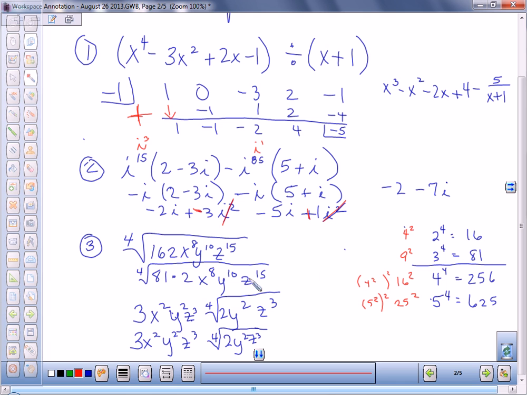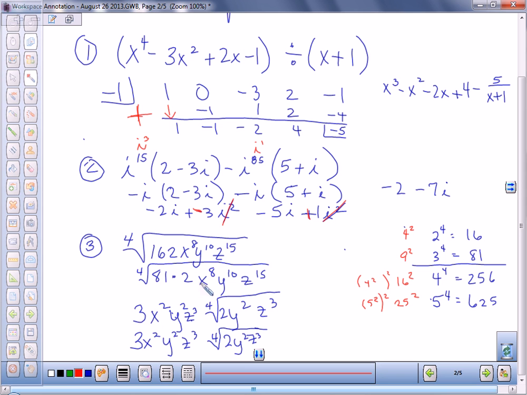All right, so which one goes into here? 81 does. 81 goes in there twice. And then we have x to the 8th, y to the 10th, z to the 15th. So then I can start taking, and I just wrote the answer twice. The first time it was kind of a little scrunched together. The 81 comes out, and I get the 3.